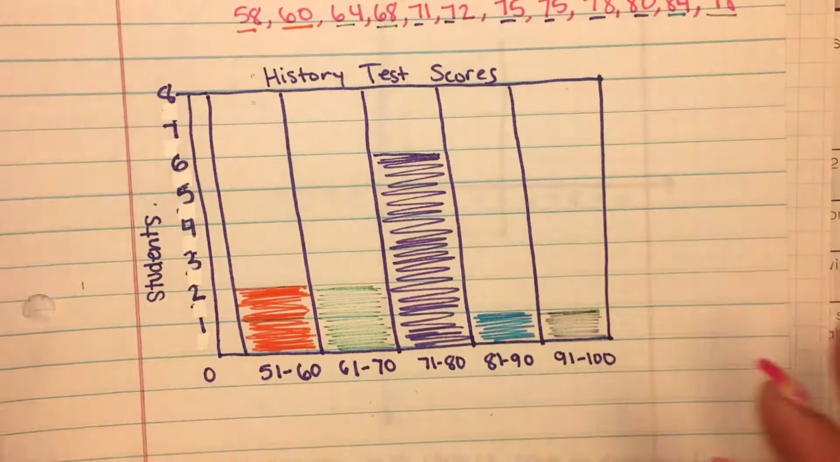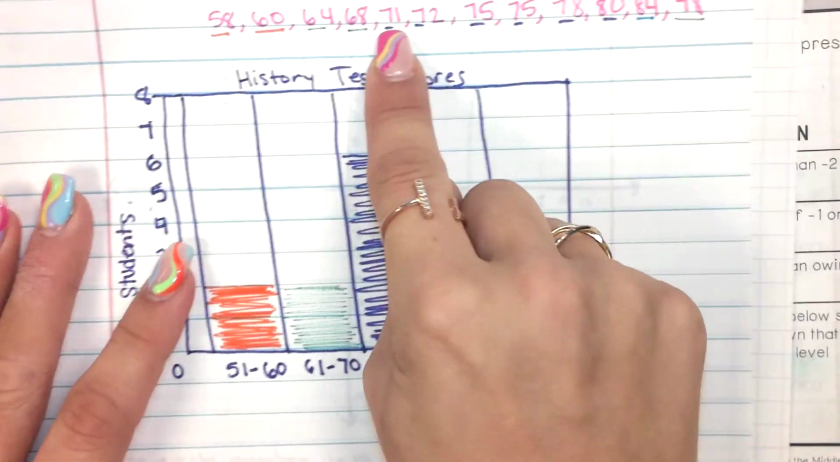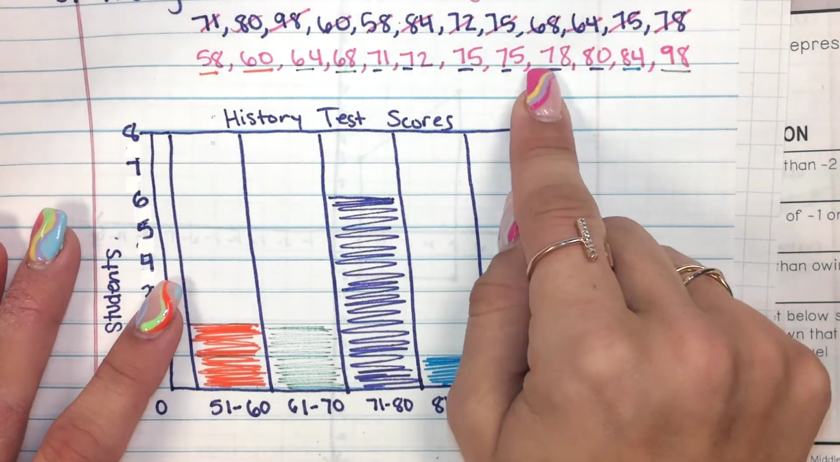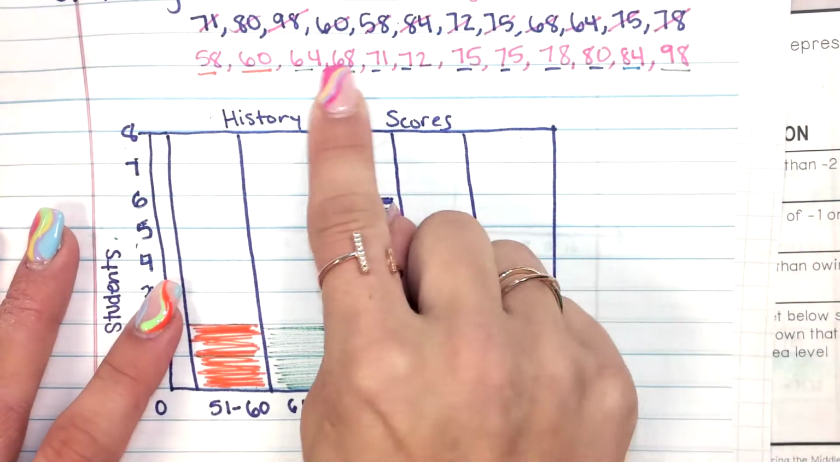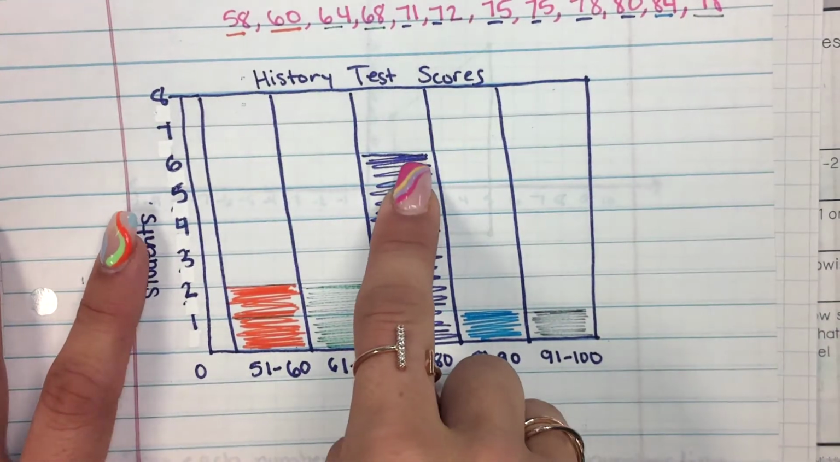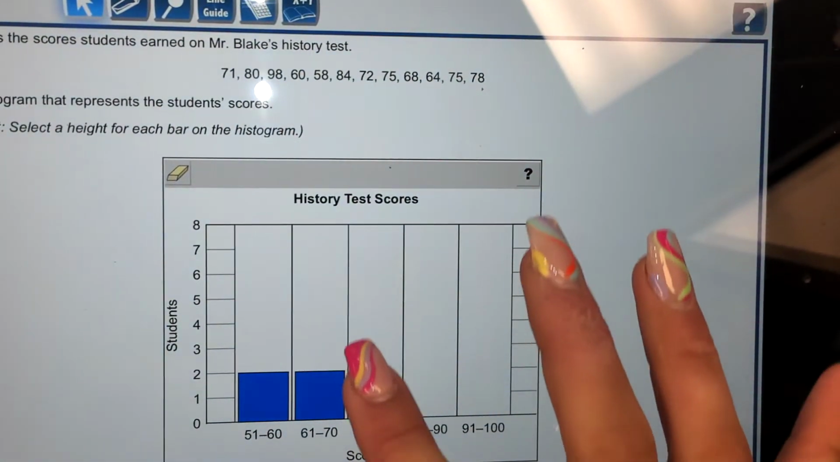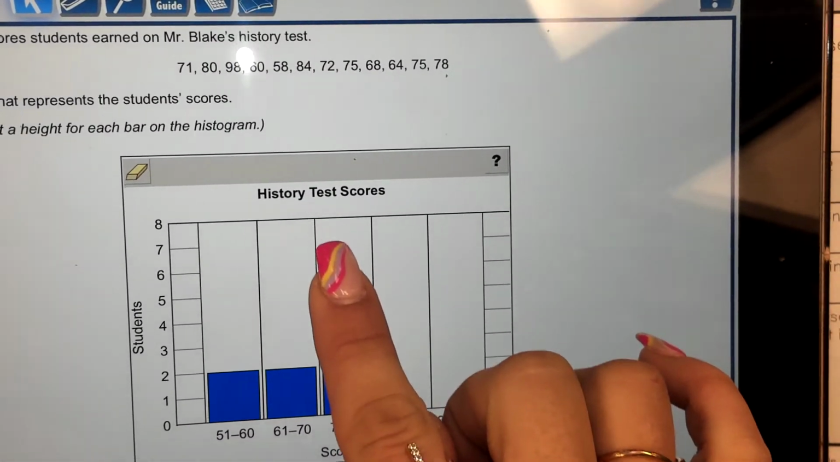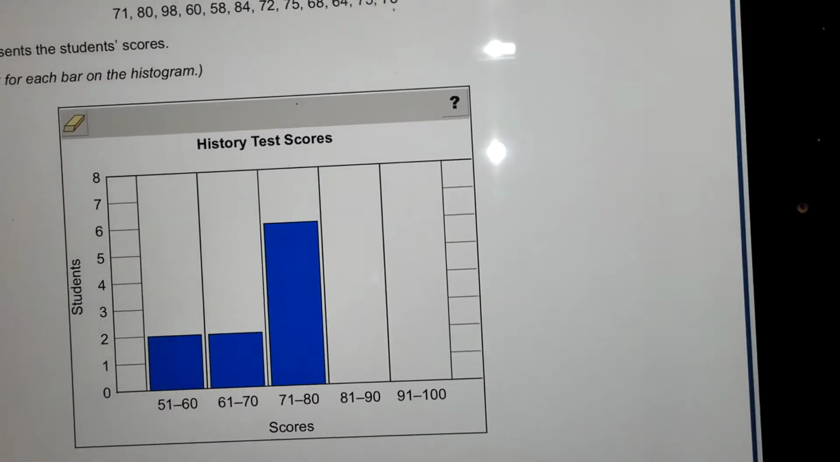The next one, how many are here? So from 71 to 80. So 71, 72, 75, 75, 78, and 80. Those all count. So I count all those up, and how many are there? 6. So on here, go up to 6. All right. Oh, that's 5. Go to 6. All right.